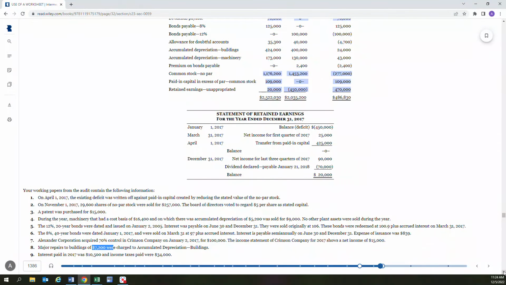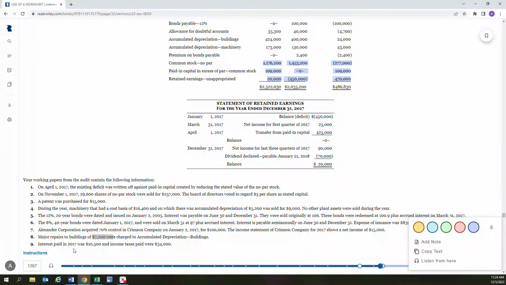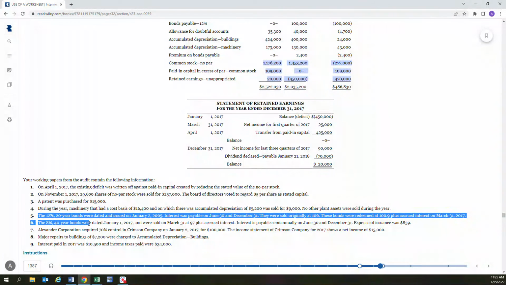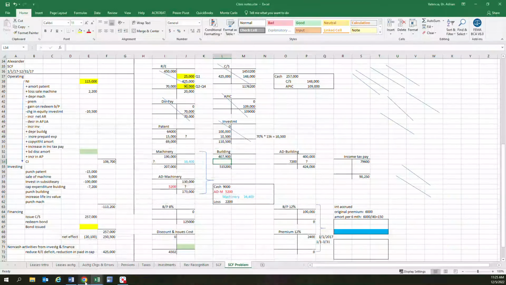Interest paid during 2017 was $10,500. So this interest paid is already reflected in income as interest revenue, and it's already reflected in cash. We'll see how this pans out with all the bond stuff that we have to do. You'll see later on. And then finally, income taxes paid were $34,000. So let's go ahead and analyze the income taxes payable account. And I put that here.